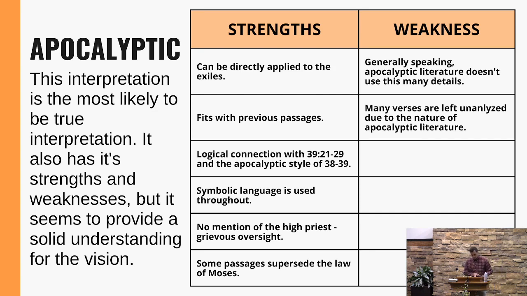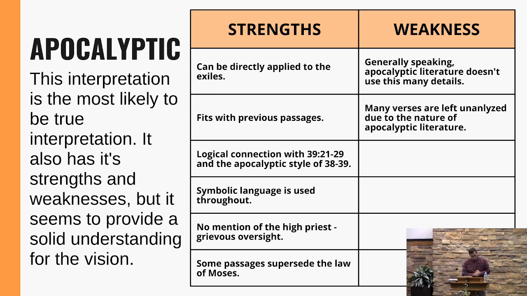And this message here, these 9 chapters, can directly be applied to the Israelites and the hope of the future with God. It fits with previous passages, including chapter 39, verses 21 through 29. It fits with the apocalyptic writing style of 38 and 39. And so it also fits with the non-apocalyptic writings regarding the return to the land, right? It was prophesied that they would return to the land, and now there's this apocalyptic literature detailing that in some more detail with hope.